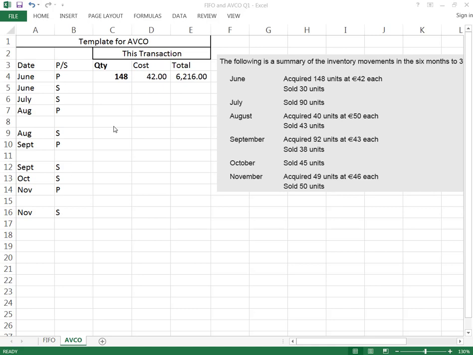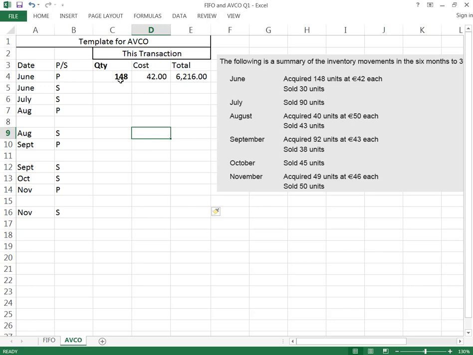So let me explain that to you one more time. Every time you make a purchase, you work out the average, and every sale between purchases is at that average then. Okay, so this sale here in June and this sale here in July, they're both going to be at the cost of 42. Then I make a purchase here and I'm going to calculate a new average, and then this sale is going to be at that average, and so on. So let's just work our way through it.